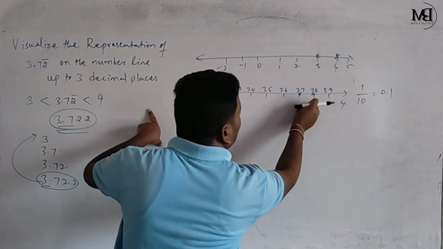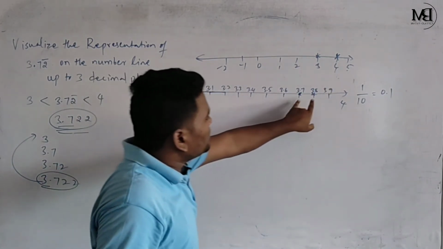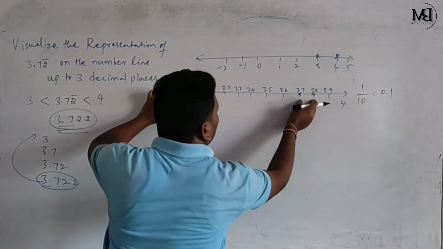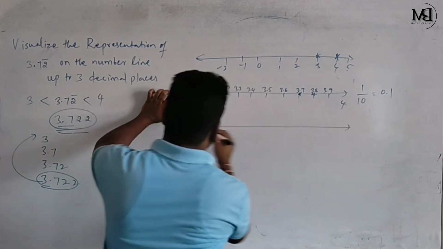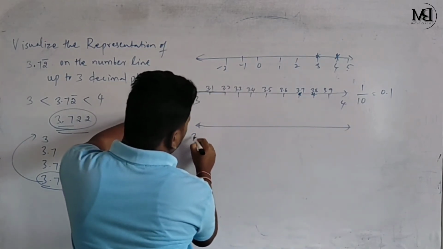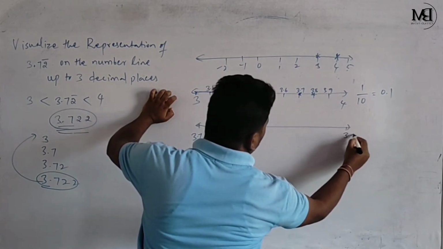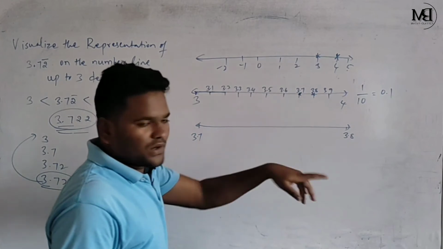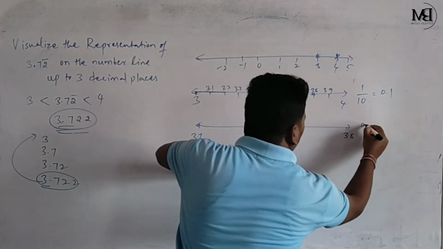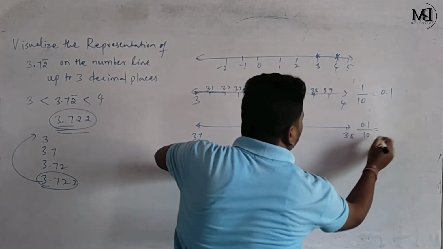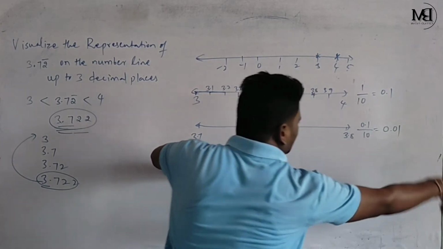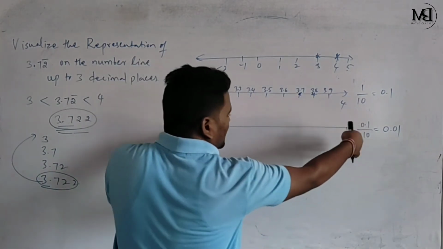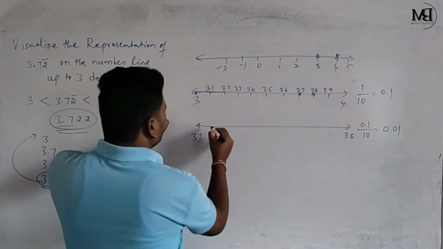Means we need to take this 0.1 unit now. I am going to take this 0.1 unit, children. 3.7, 3.8. I have taken the 0.1 unit, and this 0.1 unit I am going to divide into 10 parts. Then I am going to get 0.01. Same here on the number line, I am going to divide it into 10 parts.